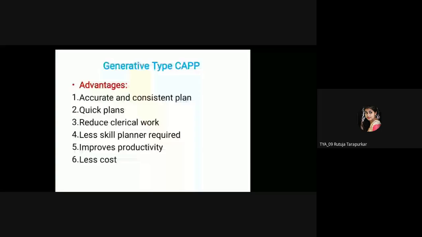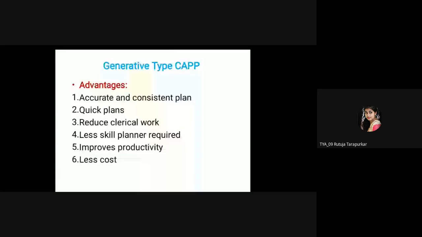Process planning cost will be lesser than manual process planning. And last, it will increase the utilization of the machines and manpower. So by using that CAPP, we will utilize more machines as well as the men. So this is about the CAPP.